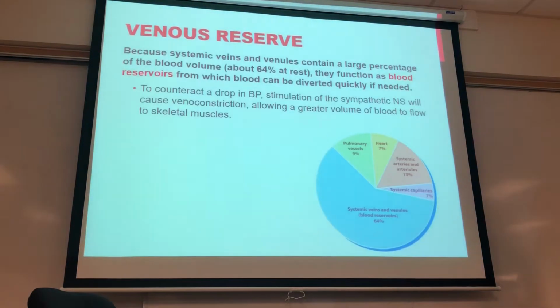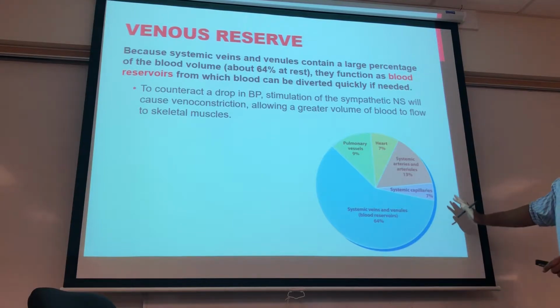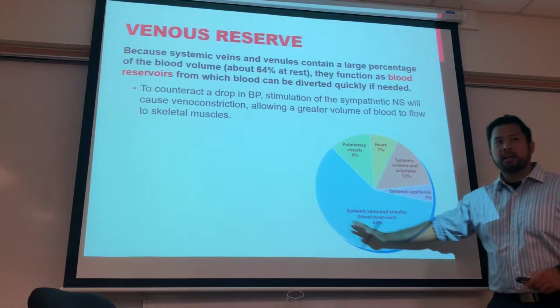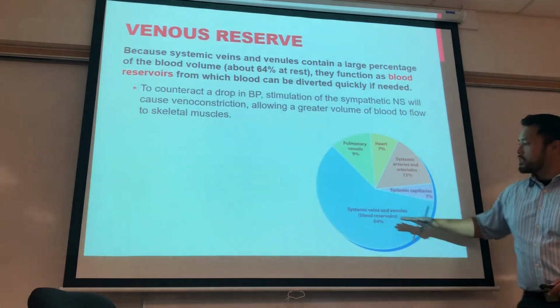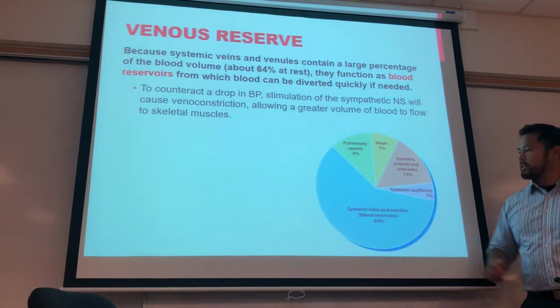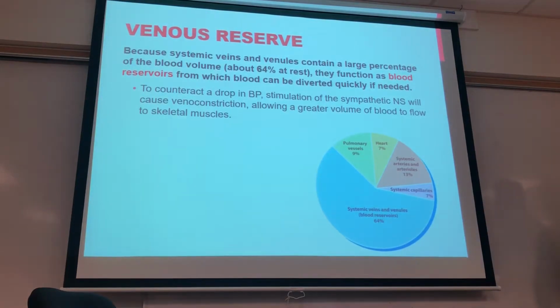All right, so now, any other questions? Now we're going to take a step back and look at where all the blood is stored. In this pie chart, as we looked at in the very beginning of this lecture, we saw that most of the blood is specifically in the systemic veins and venules. 64% of your blood is stored in the veins.